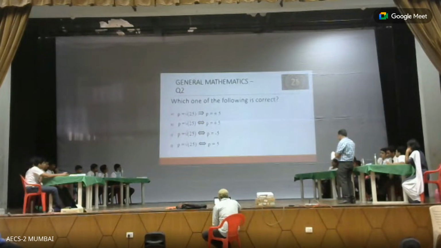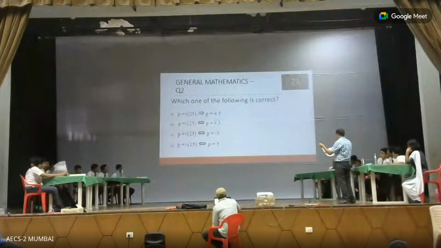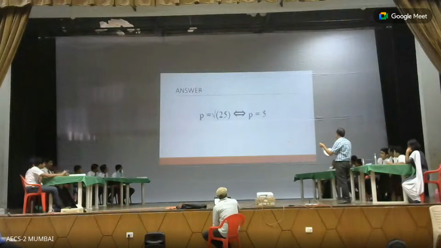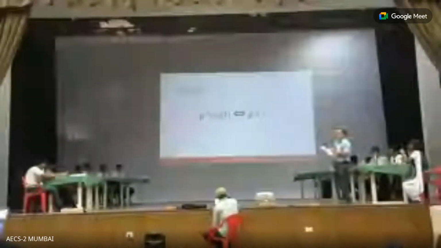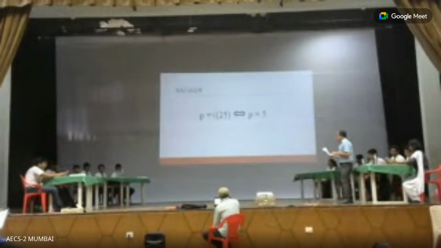Option D, root 25 is equal to 5. Option P equals 5 is the right answer. Please award plus 10 marks to team Ramanujam.